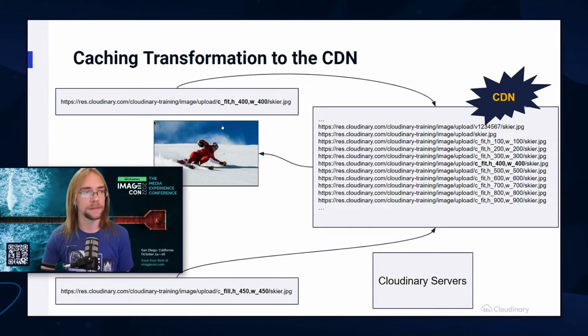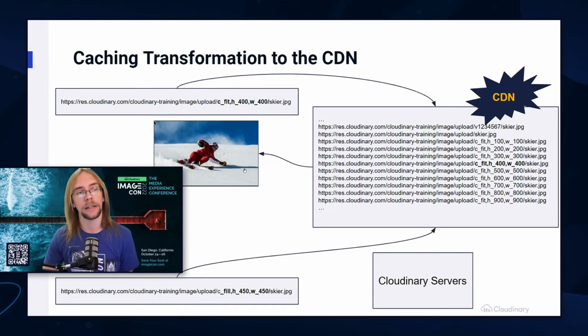So we use a variety of different CDNs. When an image is requested in the browser, the request goes through to the CDN. The CDN will then take a look and see what versions of that asset it has cached. So here we're requesting the c_fit, h_400, w_400 version of skier.jpg. That request would go through to the CDN. And the CDN would go, right, I have v1234567. I've got the original one with no transformations at all. I've got 100 by 100, 200 by 200. Aha, I have 400 by 400. So I'll send that across to the user.